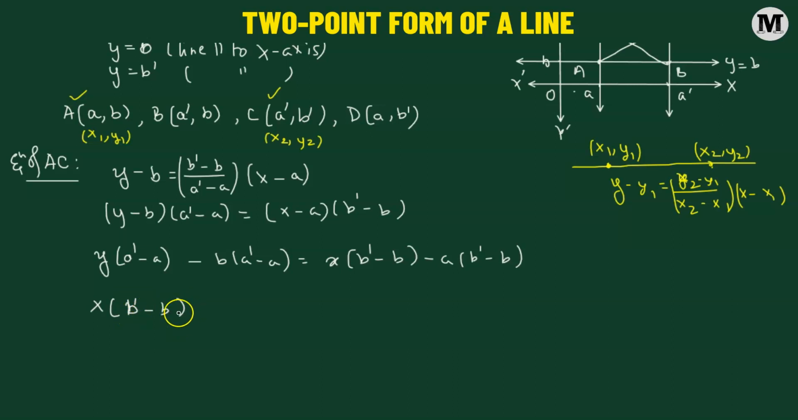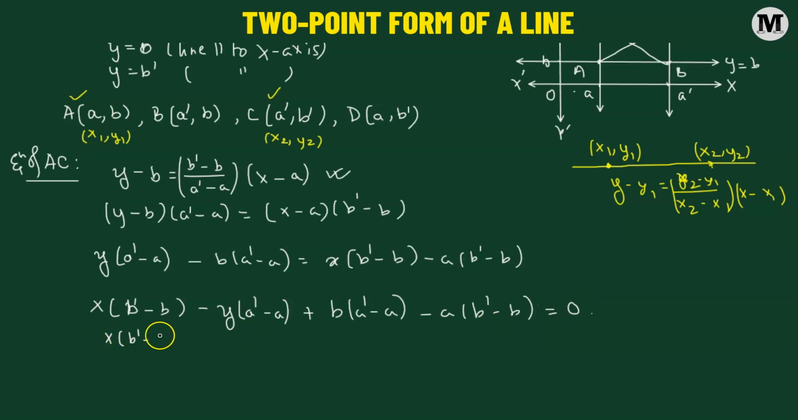All we're doing is rearranging the terms. x times b prime minus b, minus y times a prime minus a, plus b times a prime minus a, minus a times b prime minus b equals 0. So let's combine them. So we get b a prime minus a b prime equals 0. So this is going to be the equation of diagonal AC.